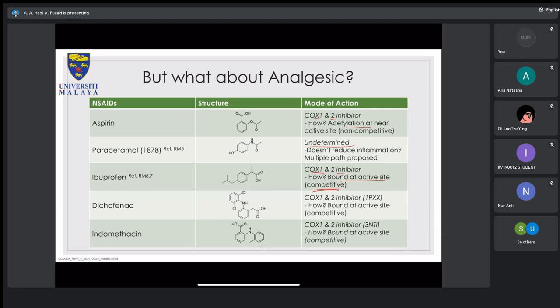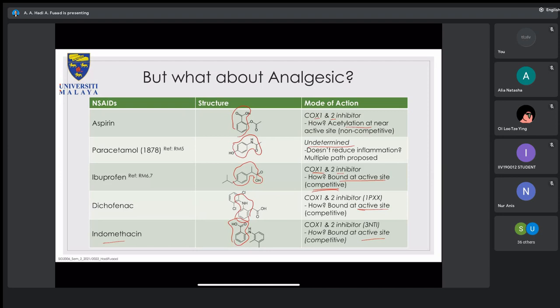Similarly, diclofenac also bound at the active site, and we have the other one, indomethacin, also bound to the active site. You can see the structures are rather similar, where that particular structural type more or less can be observed in all molecules. So this one is around that one, and this one is something there. You can always see drugs having similar mode of action normally have similar skeleton.